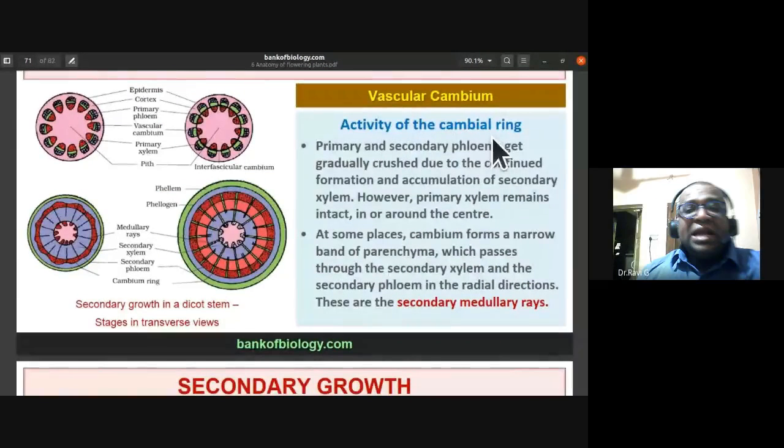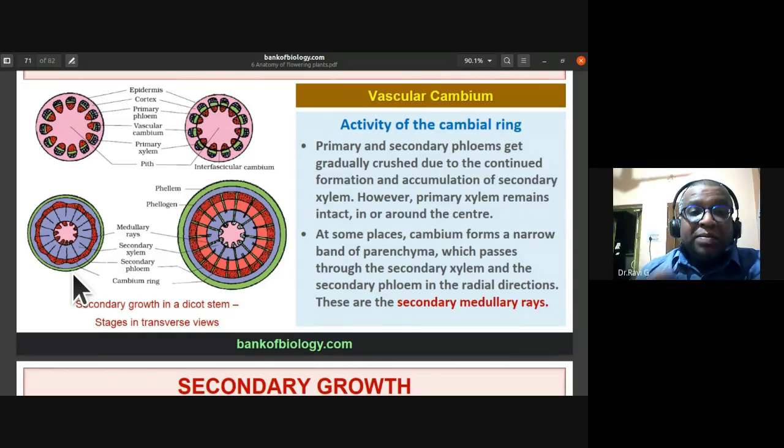Now, primary and secondary phloems get gradually crushed due to the continued formation and accumulation of secondary xylem. However, primary xylem remains intact in or around the center. Okay, so at some places, cambium forms a narrow band of parenchyma which passes through the secondary xylem and the secondary phloem. Can you see these lines? Narrow bands of parenchyma which pass through the secondary xylem and secondary phloem. Those we call secondary medullary rays.